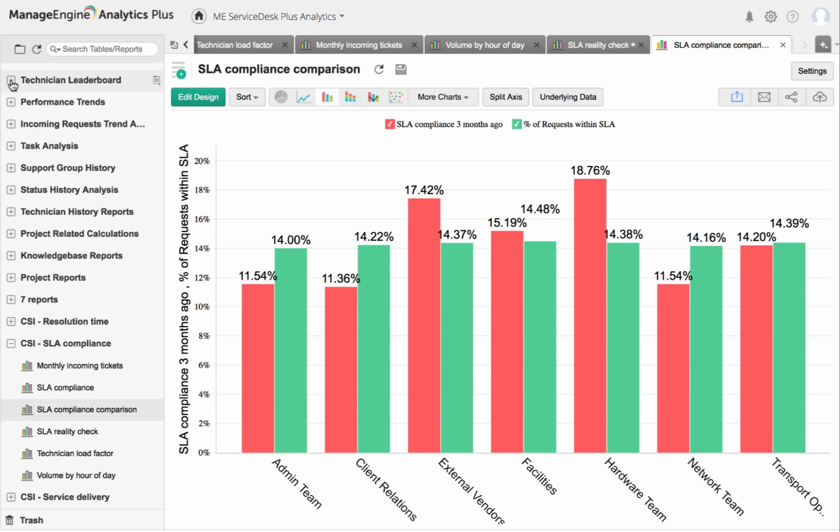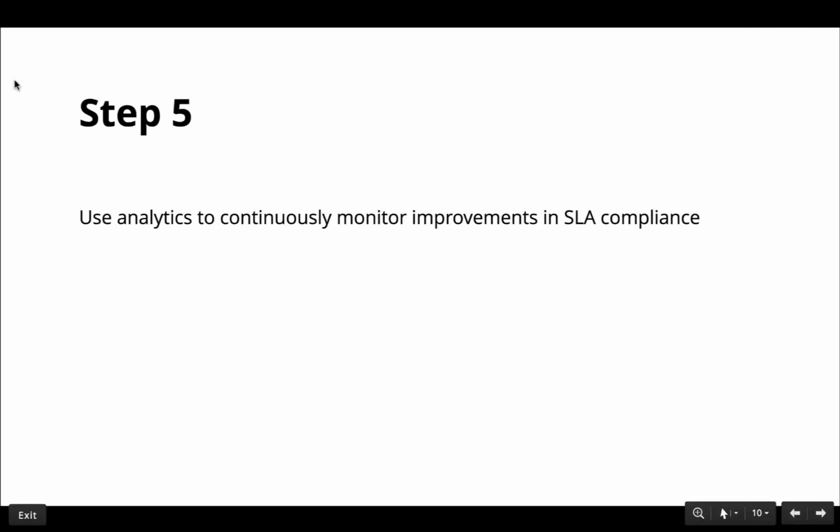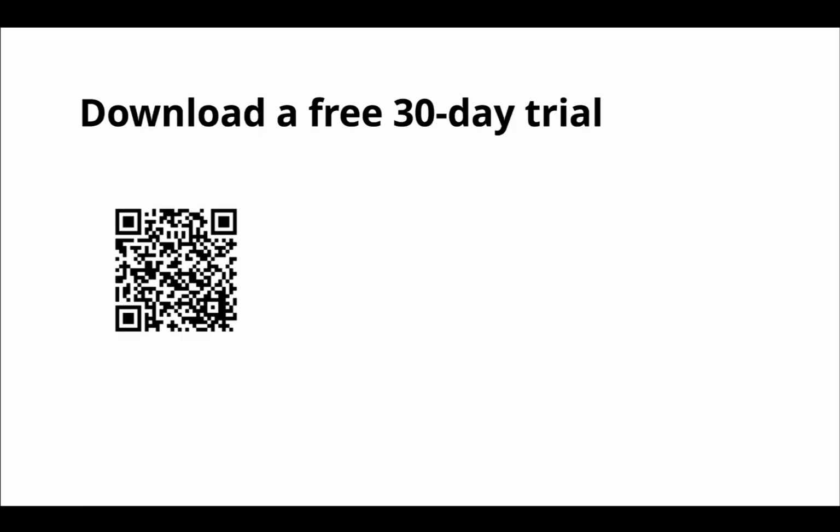So those are the 5 different steps to implement continuous service improvement when it comes to SLA compliance. Since a major portion of continuous service improvement involves measuring your status and working towards where you want to be, an analytic solution such as Analytics Plus would be very handy because it has a lot of these pre-built reports readily available, and it also gives you the flexibility to create custom reports as you wish.